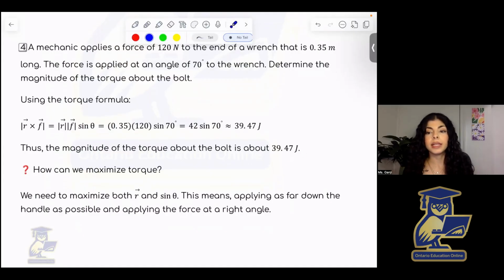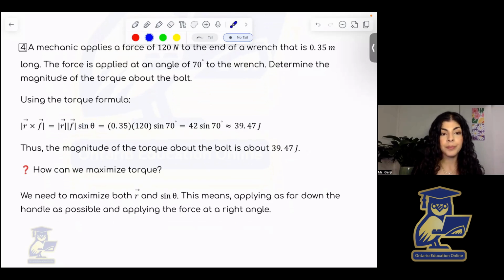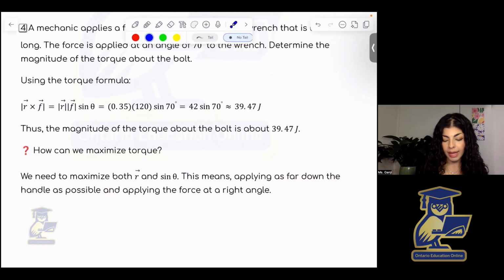Now, how can we maximize torque? And especially consider that this torque is given by the magnitude of the radius and the magnitude of the force multiplied by the sine of the angle. So to do that, we need to maximize both r and sine of theta. So this means, in this example, applying the force as far down the handle as possible to give us the maximum radius, and applying the force at a right angle, because sine of 90 degrees would be equal to 1, and that's the greatest value of sine of theta that we can get. And again, this is for theta between 0 and 180 degrees.